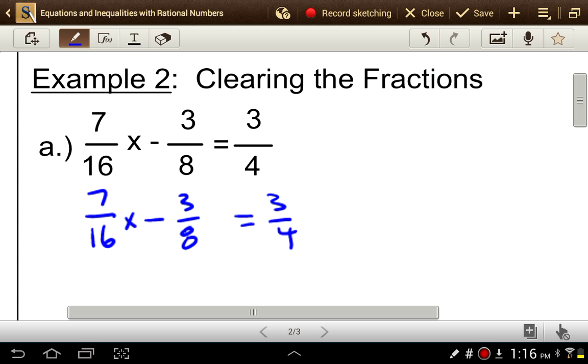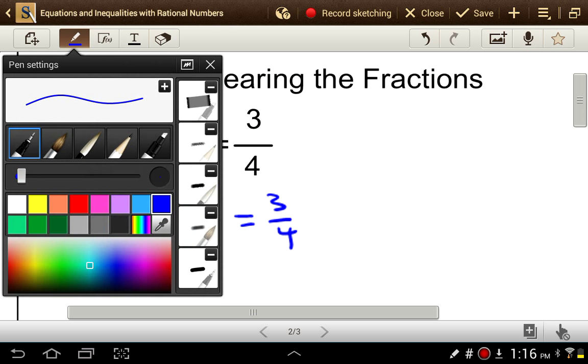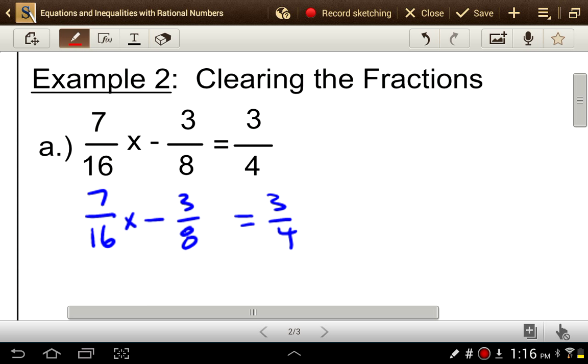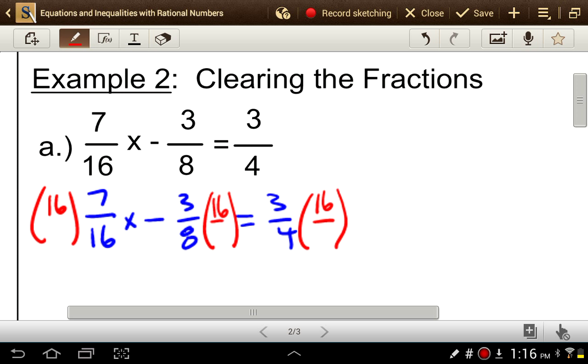Now I can multiply each by 16. I'm going to go ahead and change my pen color so you can see where I'm multiplying. So I'm going to multiply each of them by 16. I'm going to multiply this by 16. I left myself a little gap there. I'm going to multiply this by 16. Now, they're all going to be over 1 for my fraction's sake. Now when I cross cancel, the 16s become 1s, so I'm left with 7x. Minus, this 16 becomes 2, that 8 becomes a 1, that's 6, and the bottom is 1. Minus 6 equals, this 16 becomes 4, and that 4 becomes 1, 12.